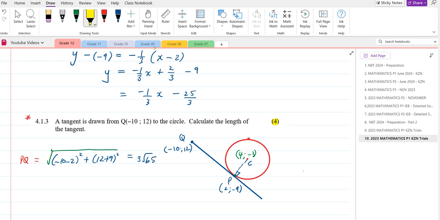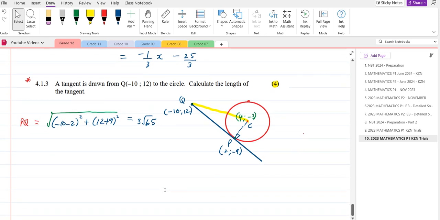Why is it 4 marks? What if you calculate? We can also use Pythagoras to solve this problem, right? Let's try to use Pythagoras. I think this is like another tangent that is drawn. Remember, if it's the same tangent, then that's the answer.